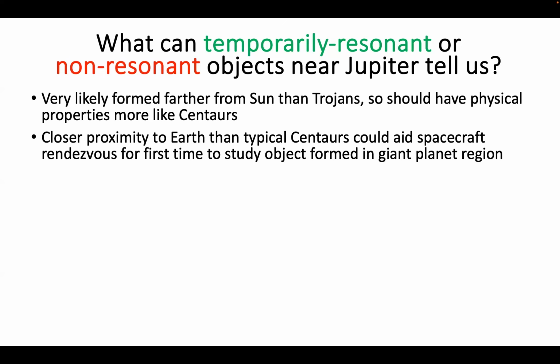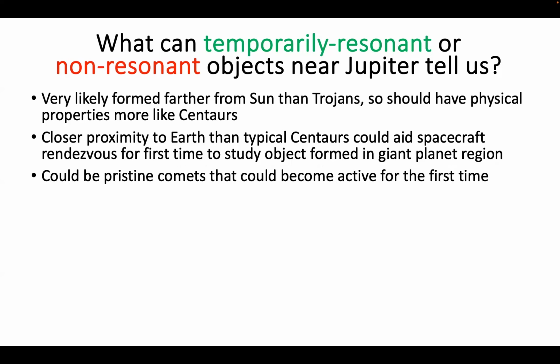And since these objects formed out in the giant planet region, we've never actually studied one of these objects up close. But learning more about its physical properties through a spacecraft rendezvous mission would help us better understand how the giant planets formed. Some of these objects could also be pristine comets that are just now entering the warmer environment near Jupiter for the first time. And so they could become active for the first time as they're entering this warmer part of the solar system.